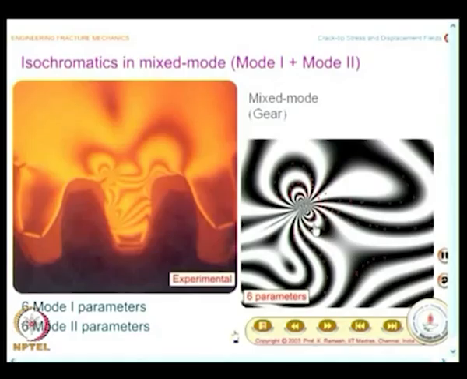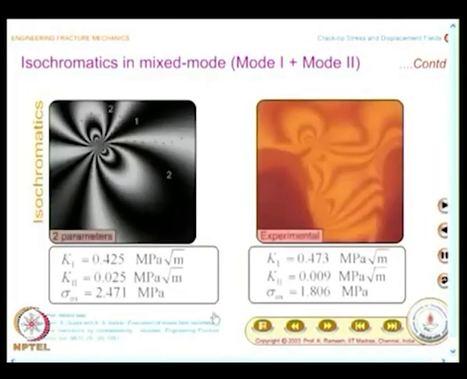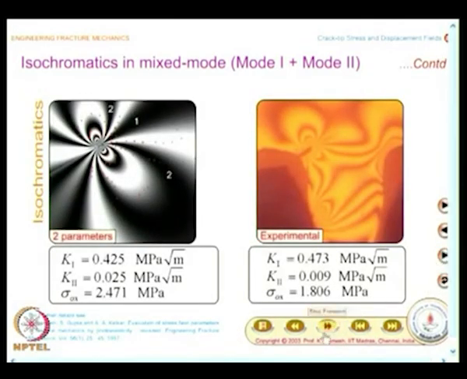And I will also show, as a function of the number of parameters, how the solution changes, and I would like you to make 1 or 2 sketches. That is essential. So, this shows the overall gear and the theoretically reconstructed fringes. Here you have a 2 parameter solution.